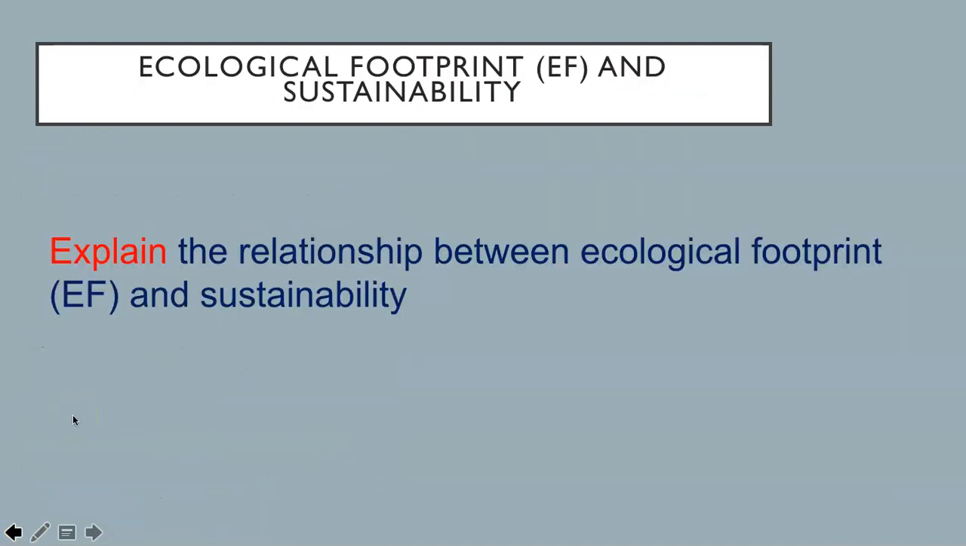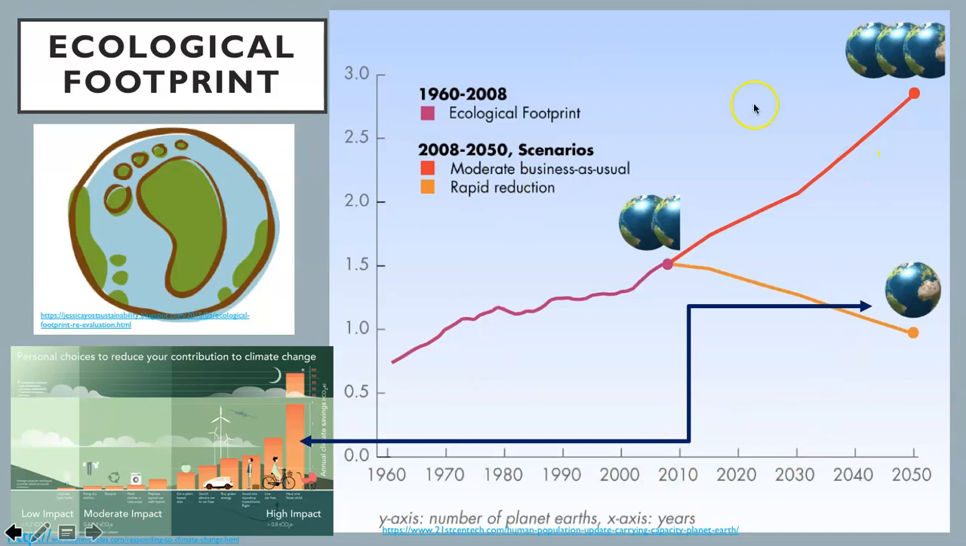You need to be able to explain the relationship between ecological footprint and sustainability. What does this image suggest? In 1960, the world's population was living in such a way that it was using the resources of Earth under the carrying capacity. We weren't using up all of the resources of Earth. However, as we moved past the year 2000, we were using resources equivalent to 1.5 times Earth's capacity.